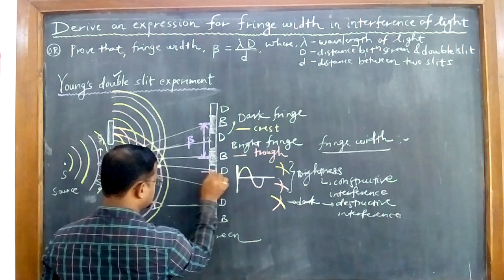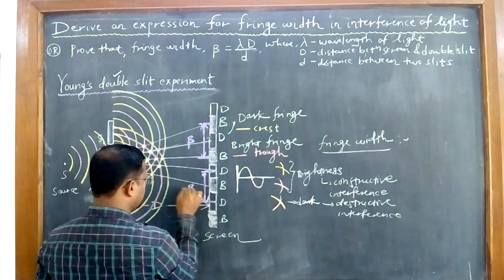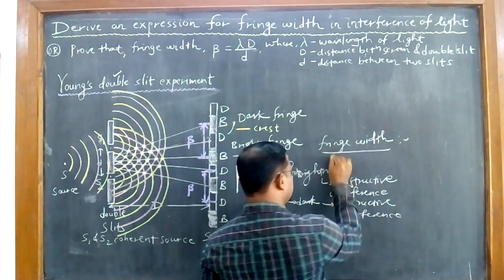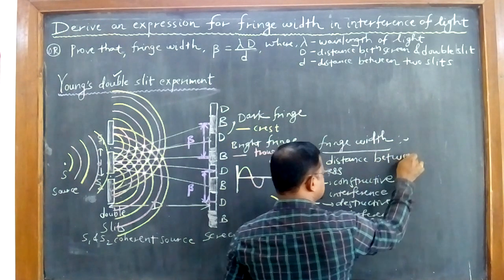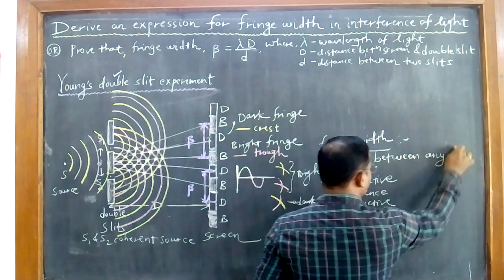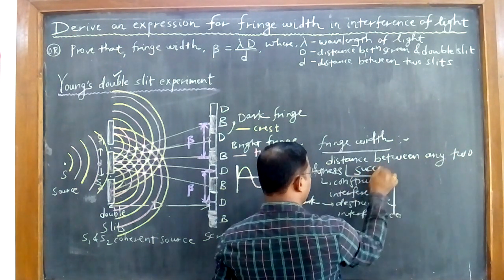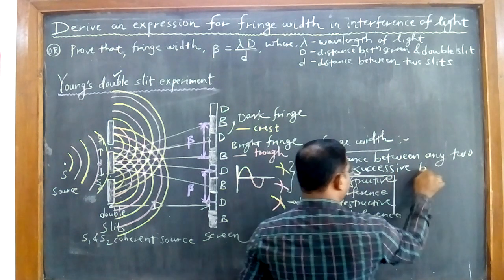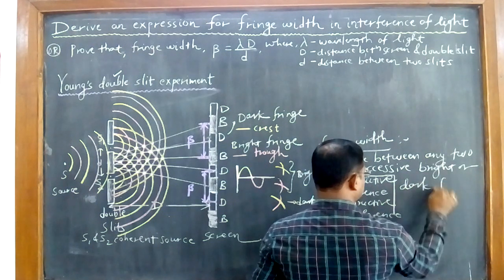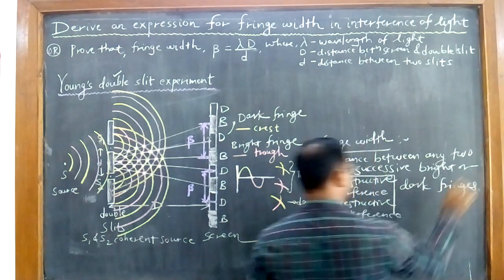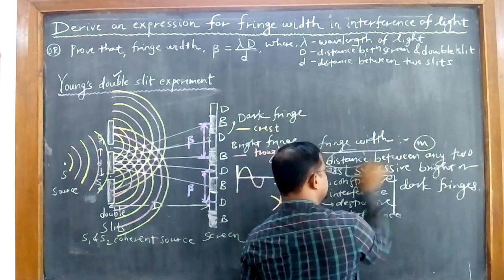Next, this side also, this is darkness, here also darkness. This distance is also called beta. So what is this beta here? Fringe width, it is the distance between any two successive, the word is important here, any two successive bright or any two successive dark fringes is called fringe width. Can be asked for 1 mark. And the unit of fringe width is meter. Why? Because it is the distance here.